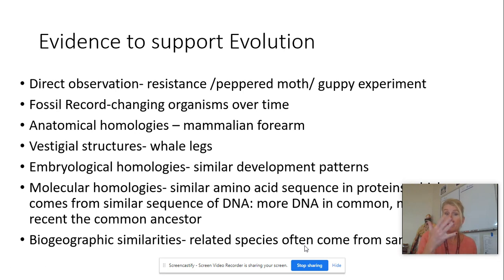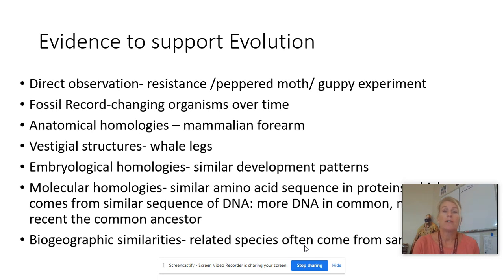You don't have to write them down right now. You can refer to this, but we're going to go through each one of these separately. But first of all, it's direct observation. We can straight up look at life and see that it's changing. Then we can also look at the fossil record and see how organisms have changed over time. When we look at the fossil record, we see vestigial structures like whale legs. When we look at the anatomy of organisms, we can see similarities like the mammalian forearm, and we'll talk about that more in just a second.